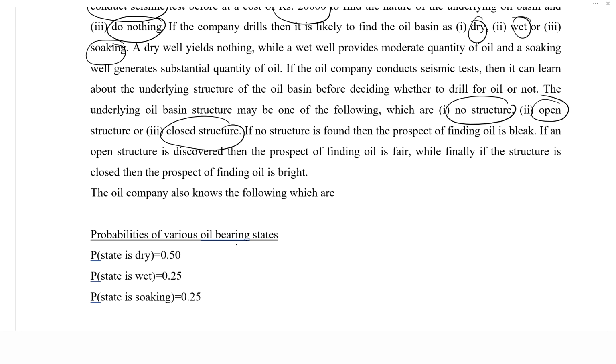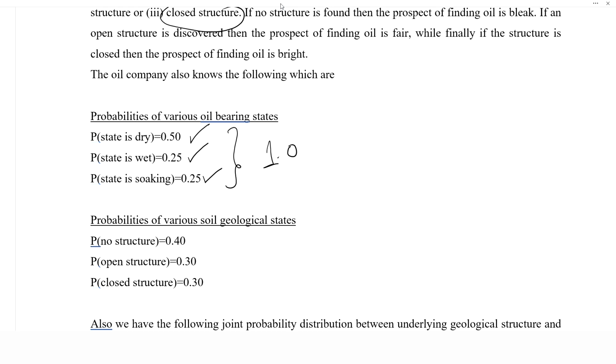The probabilities of various oil bearing states are: dry, probability 0.5, wet 0.2, soaking 0.2. If you sum it up, the total comes out to be 1, as it should be. Probabilities of various geological states are as follows: no structure 0.4, open structure 0.3, closed structure 0.3. Again the probability sums to 1. So, these are two different things: probabilities of various oil bearing states, dry, wet, soaking, and the structure: no structure, open structure, closed structure. One is for the drilling part, one is for the testing part.